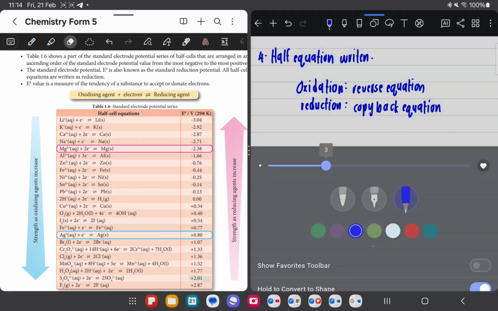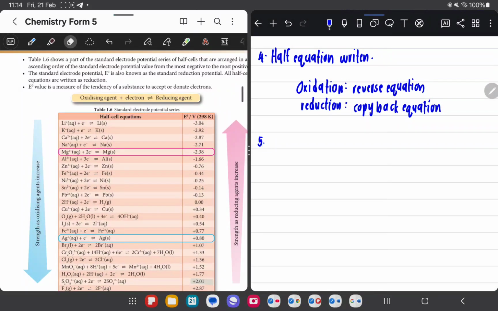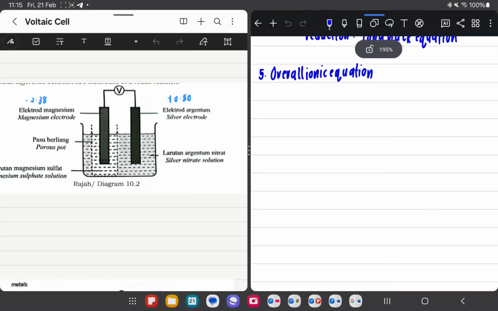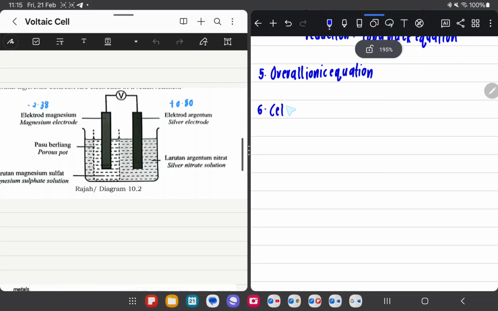Okay, and then after that, number 5. Number 5 is your overall ionic equation. So after your overall ionic equation, then you should do cell notation. Remember that I will teach you what is cell notation in a while. For your electrolytic cell, you don't have cell notation. Cell notation is only for your Voltaic cell, which is the cell we are learning now. And then finally you will do calculation for E0 value of the cell.